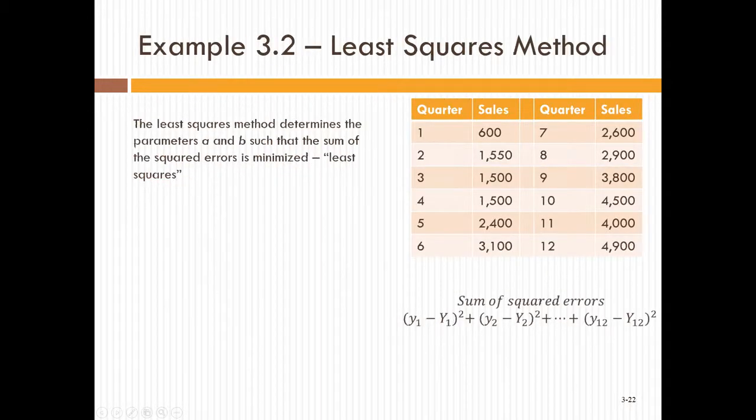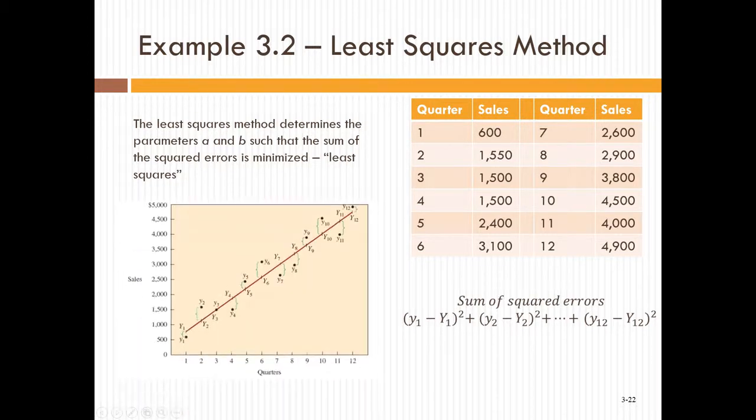When we look at an example of linear regression, we might look at sales over quarters. We have 12 quarters listed here and the sales quantity for each quarter. When we use the least squares method of linear regression, it determines the parameters a and b such that the sum of the squared errors is minimized, and that's why we call it the least squares method. Basically you're trying to fit the line between the data points so the squared error variance is minimized.